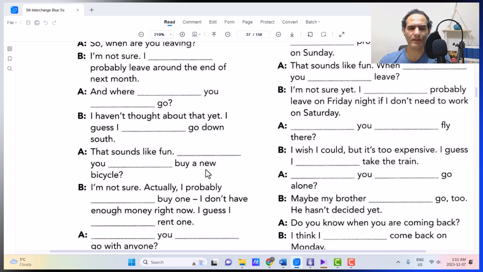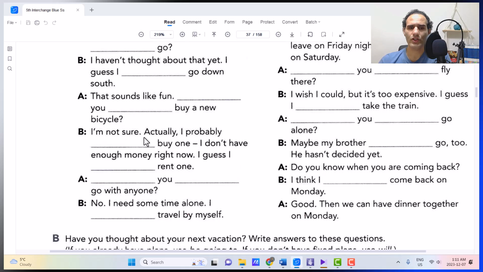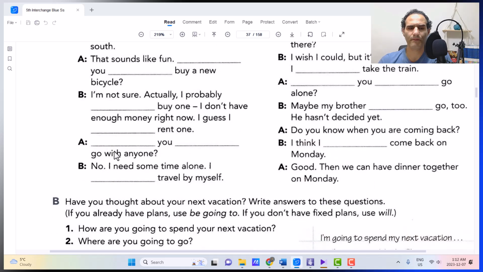Are you gonna buy a new bicycle? I'm not sure. Actually, I probably won't buy one. I don't have enough money right now. I guess I will rent. I'll rent one. So, because the person is not sure.